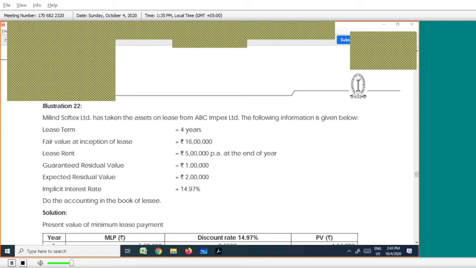So in this problem, lease term is 4 years. Fair value of the asset is 16 lakhs. Lease rent is 5 lakh per annum. Guaranteed residual value is 1 lakh. Guaranteed residual value means guarantee given by lessee to lessor. What guarantee? After the lease period, I myself will purchase this asset from the lessor. What is the value of that guaranteed residual value? 1 lakh. And the rate of interest is 14.97.